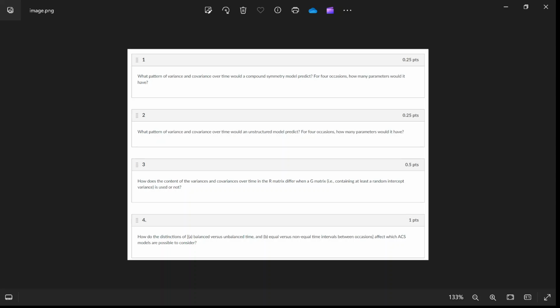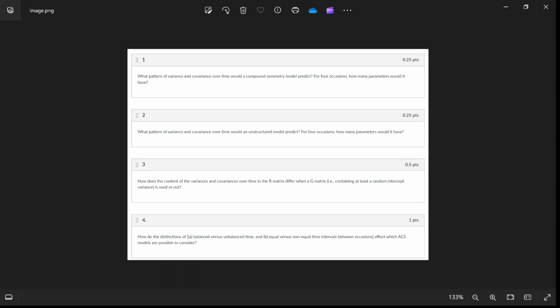Can someone help me with this one? How does the content of the R matrix change after including a G matrix, or when we don't have a G matrix in our model? And I'm reading the chat windows too, so you can talk or write down some answers.